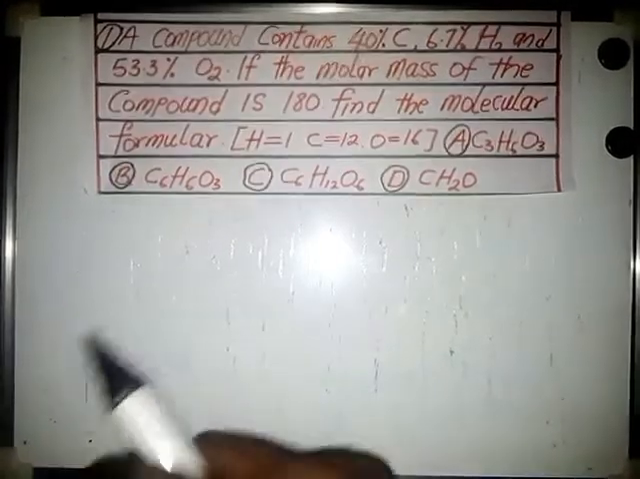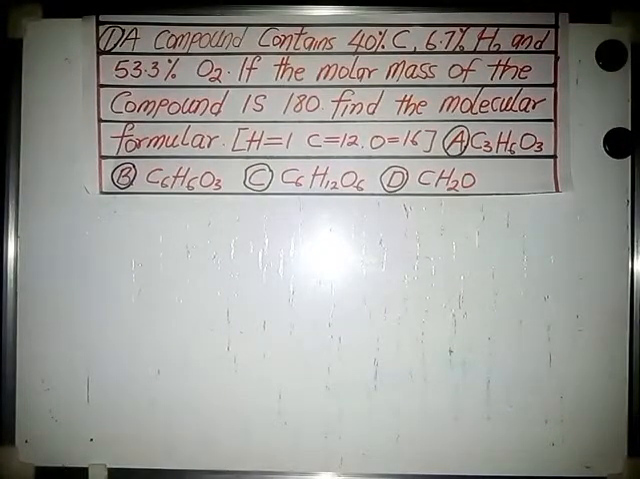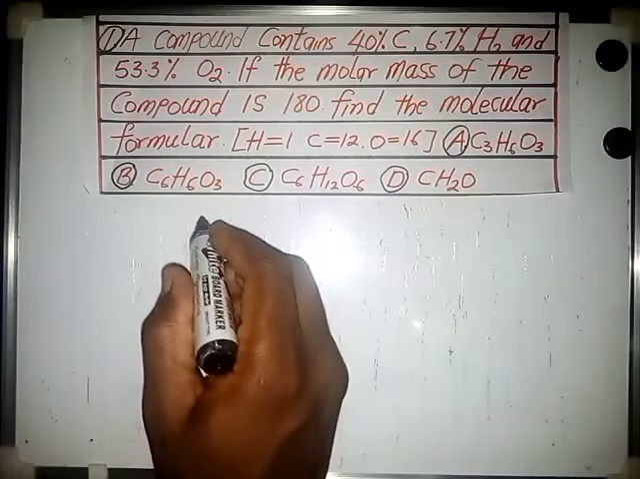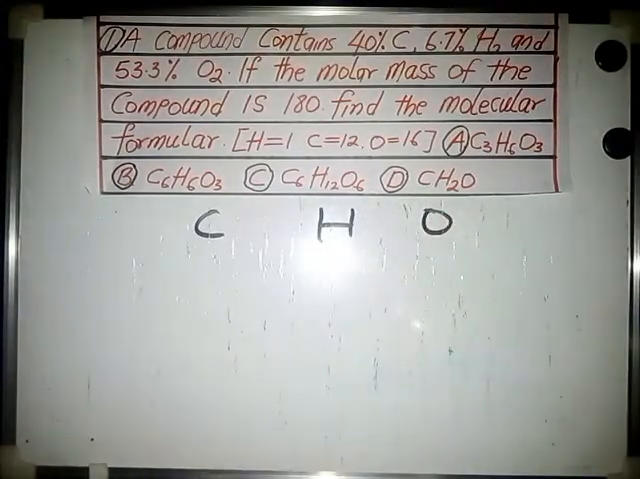It said a compound contains 40% of carbon, 6.7% hydrogen and 53.3% oxygen. If the molar mass of the compound is 180, find the molecular formula. So these are your options. So in solving this, you just have to do something like this. It's between carbon, hydrogen and oxygen.